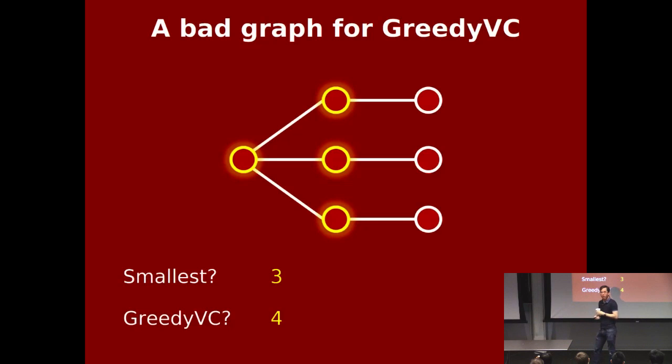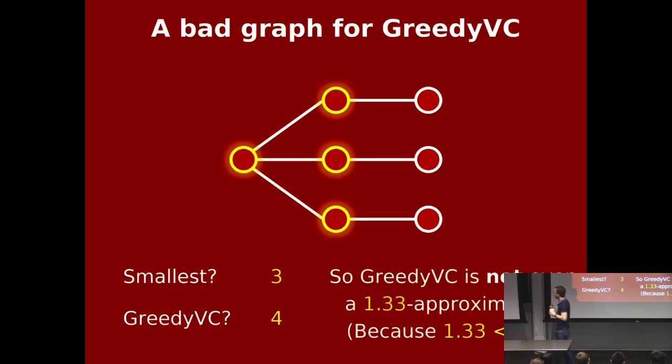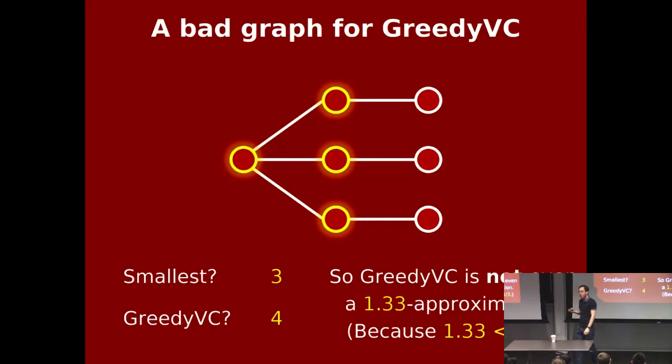So greedy does not always work perfectly. In fact, you can conclude from this that the greedy algorithm is not a 1.33 factor approximation algorithm. Why do I say that? If it were a 1.33 approximation algorithm, whatever the optimal solution is, greedy would give you a solution at most 1.33 times as big. But that's not true. On this graph, the optimal solution is size 3, and 3 times 1.33 is 3.99, but greedy gives you a solution of size 4. So it's not only not a perfect algorithm, it's not even a factor 1.33 approximation.